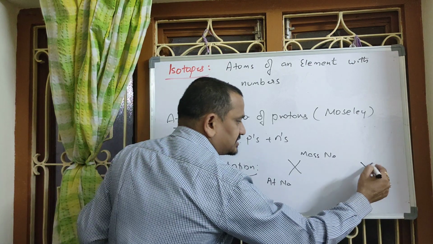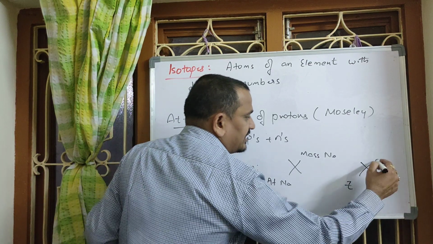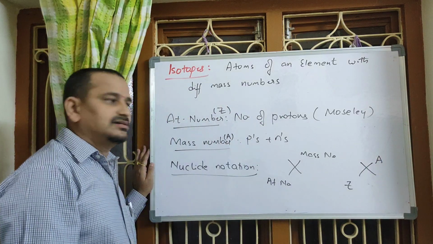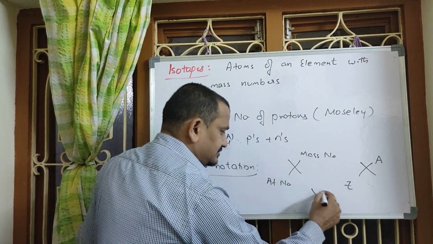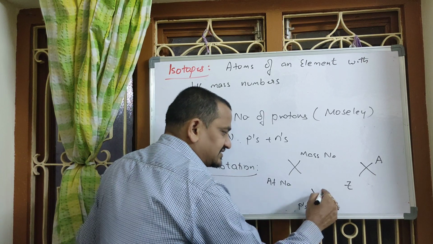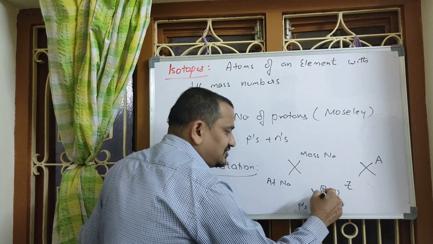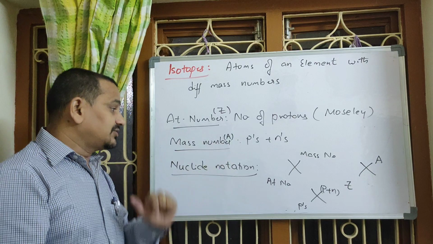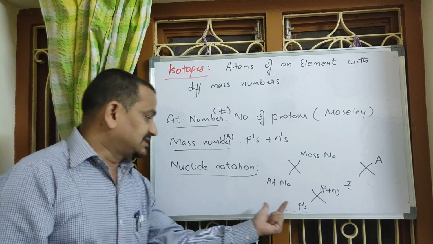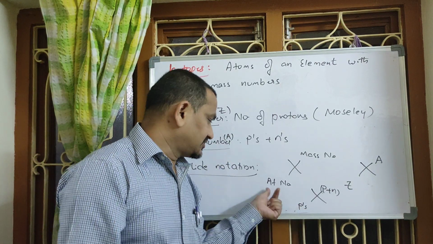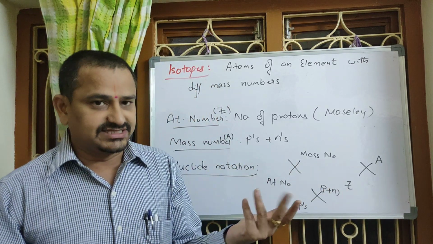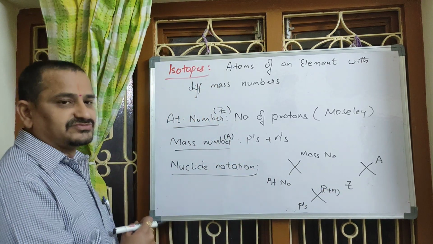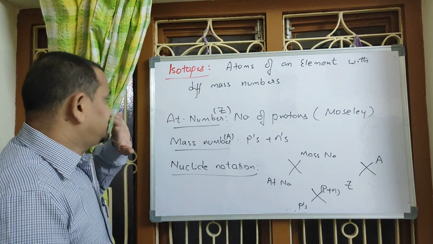So, the nuclide notation has the Z value here and the A value here. Here, only protons will be specified. Here, protons plus neutrons will be specified. Such notation is called nuclide notation. The subscript stands for protons, the atomic number. The superscript is the sum of protons and neutrons.